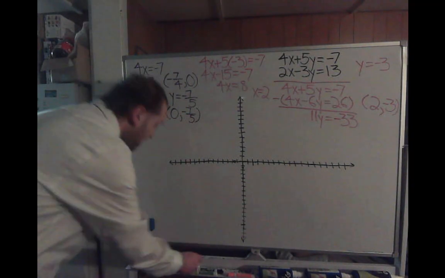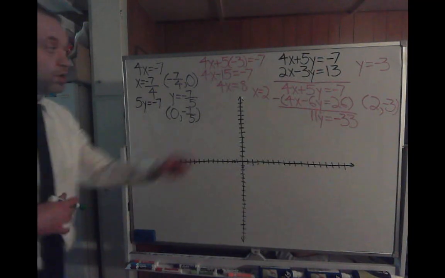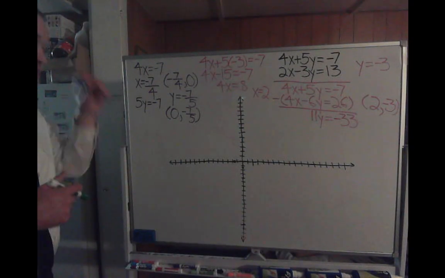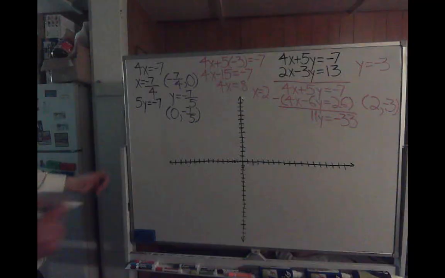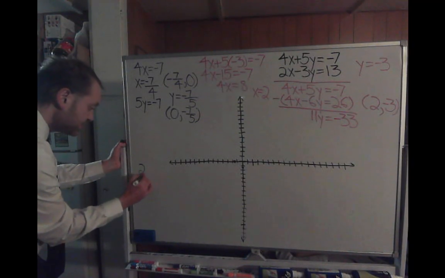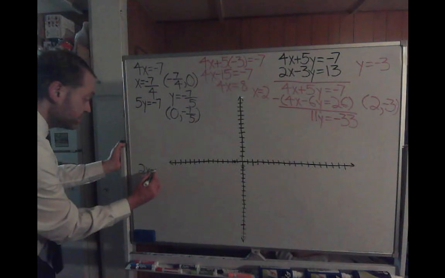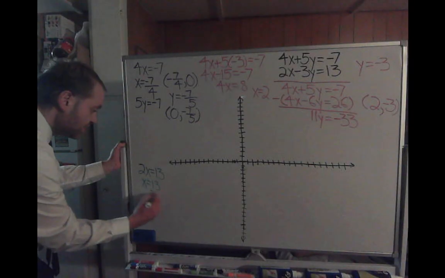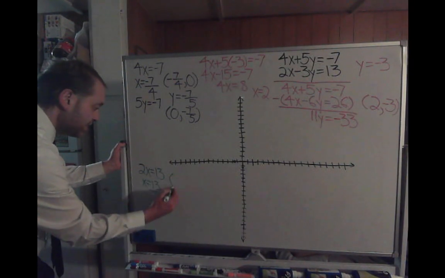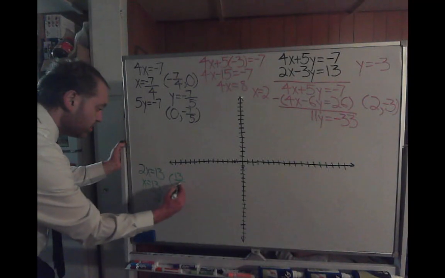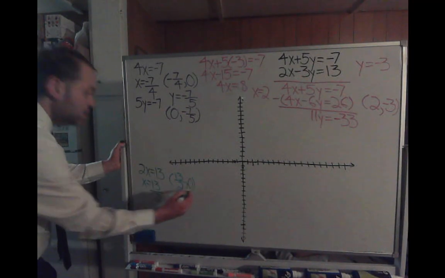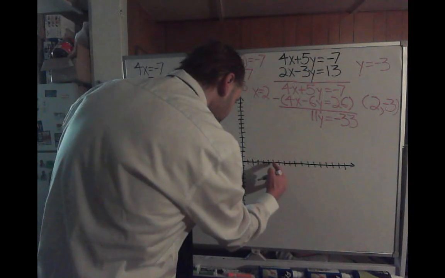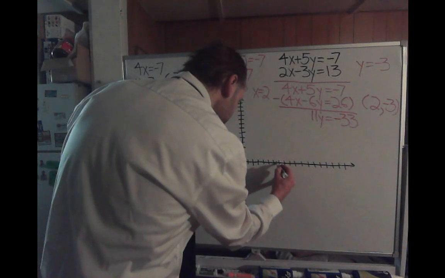Now I'm going to come down here in green marker. We're going to work on the second line, 2x minus 3y equals 13. To find the x-intercept, set y equal to 0, you get 2x equals 13, which gives you x equals 13/2. So your x-intercept is at 13/2, 0. Well, 13/2 is 6.5. So let's find 6.5 right here. 6.5, 0.